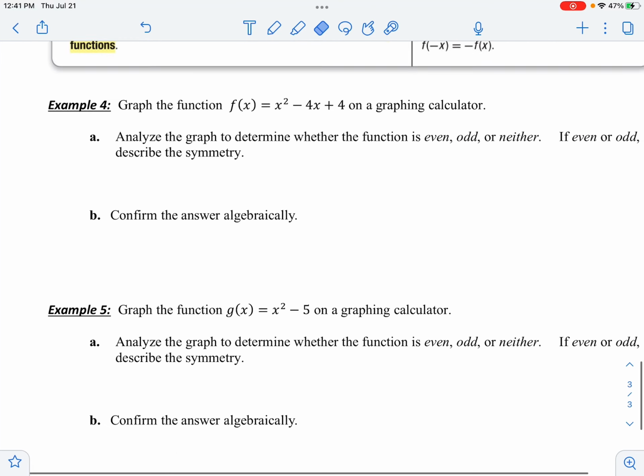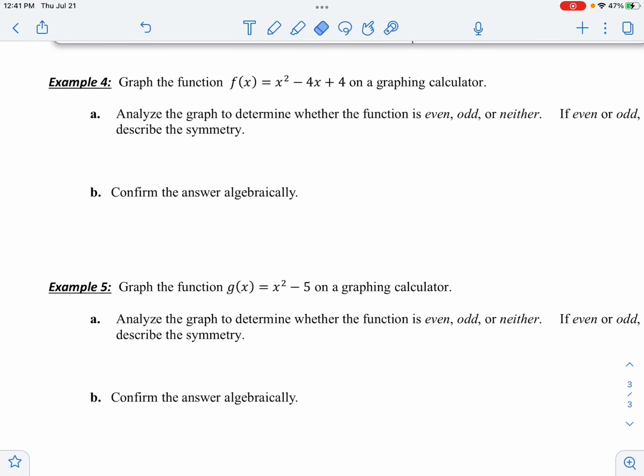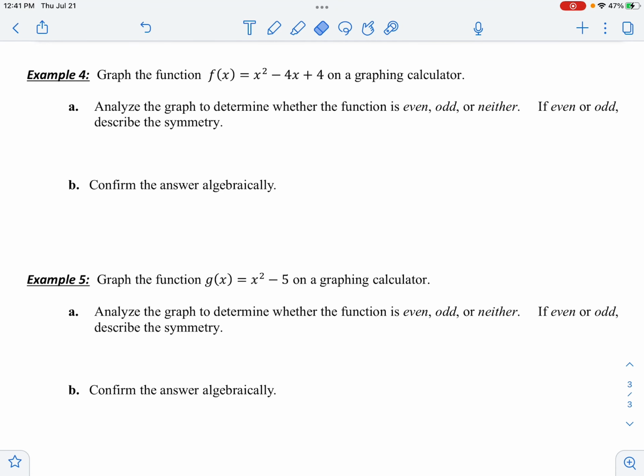All right, so example 4 says graph the function on a graphing calculator, which we're not going to do to start. I can show you after we do the problem on my graphing calculator. But we're going to start by doing it algebraically. Part A says analyze the graph by looking at it to tell whether it's even, odd, or neither. If it's even or odd, then describe the symmetry. We're not going to look at the graph first because this part of the test is all no calculator. So we're going to do it algebraically and we'll confirm it graphically.